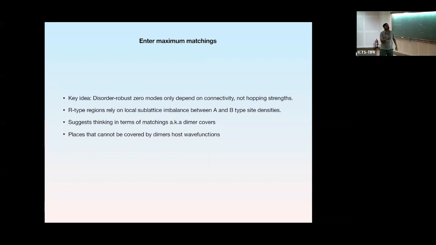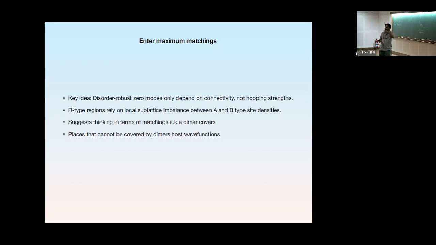So this is where maximum matchings come in, because we struggled for a very long time over this. And then there was an idea, which is that since they depend only on the connectivity and rely on these R-type regions, let's say this is true. And these R-type regions, basically, what are they? They're regions with local sublattice imbalance. Locally, the number of A sites is more than the number of B sites, or vice versa.